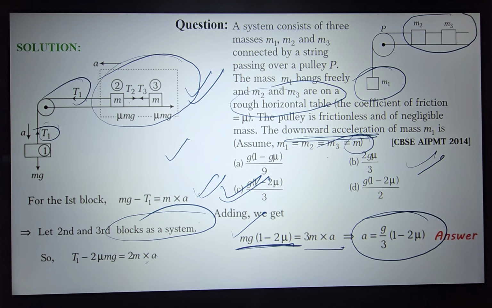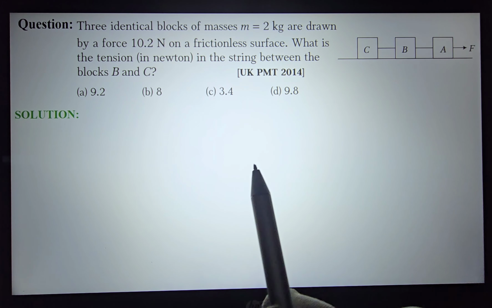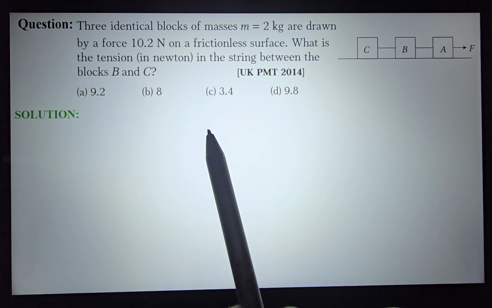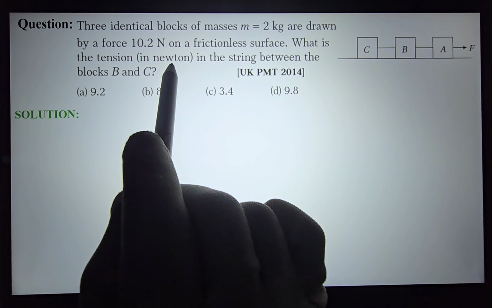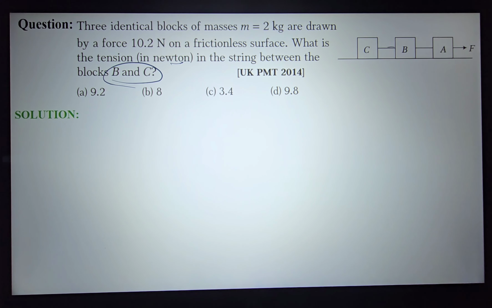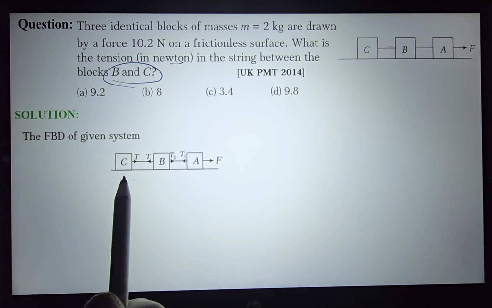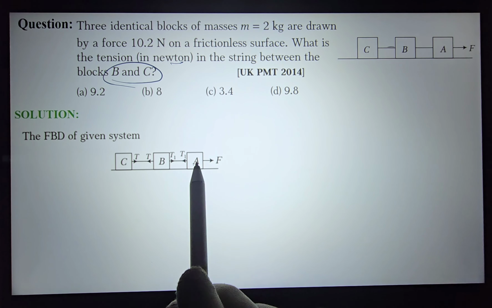Now the next problem is like this: three identical blocks of masses m is equal to 2 kg are drawn by a force of 10.2 Newton on a frictionless surface. What is the tension in Newton in the string between the block B and C? तो block B और C के बीच में जो string है इसमें कितना tension होगा, you have to calculate. So this is again a simple problem. How to solve this problem? For solving this problem, just see the free body diagram like this. Between C and B there is a tension T, and between B and A another tension T1, and this is the force.